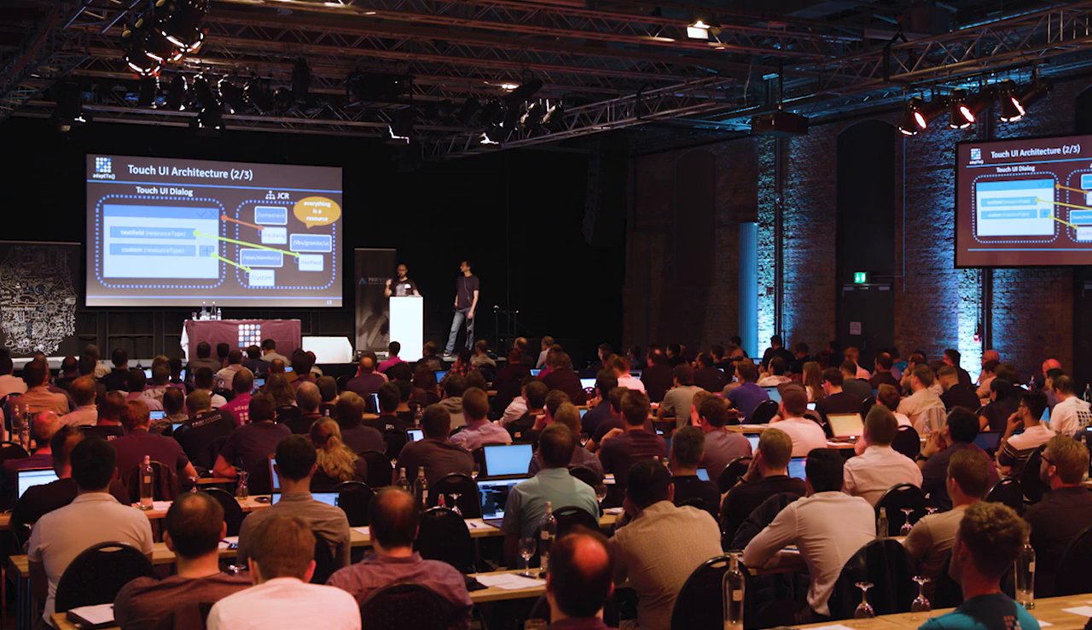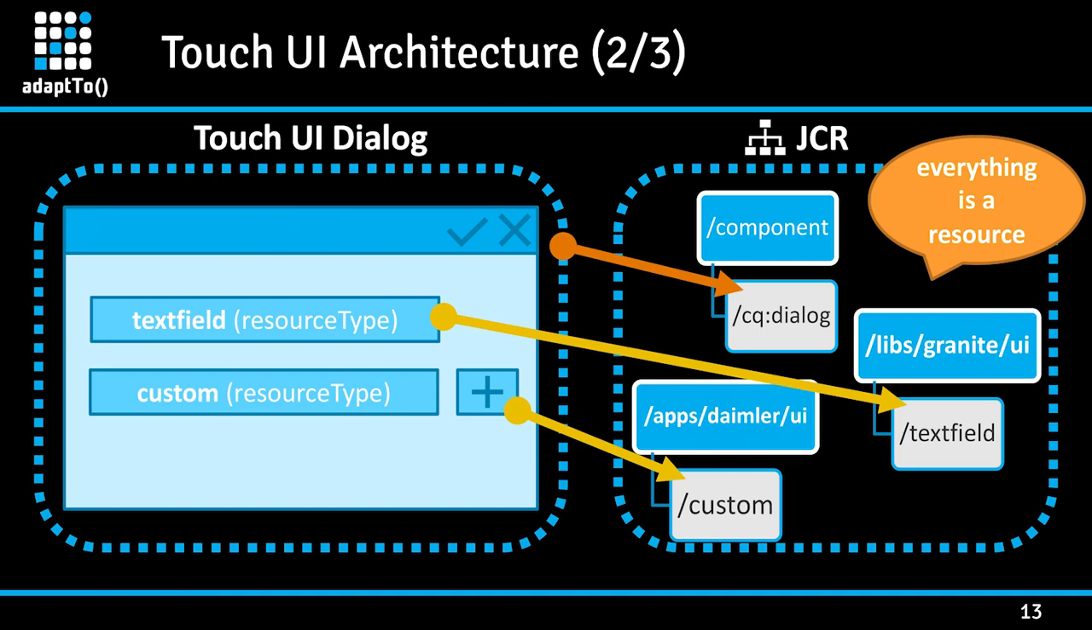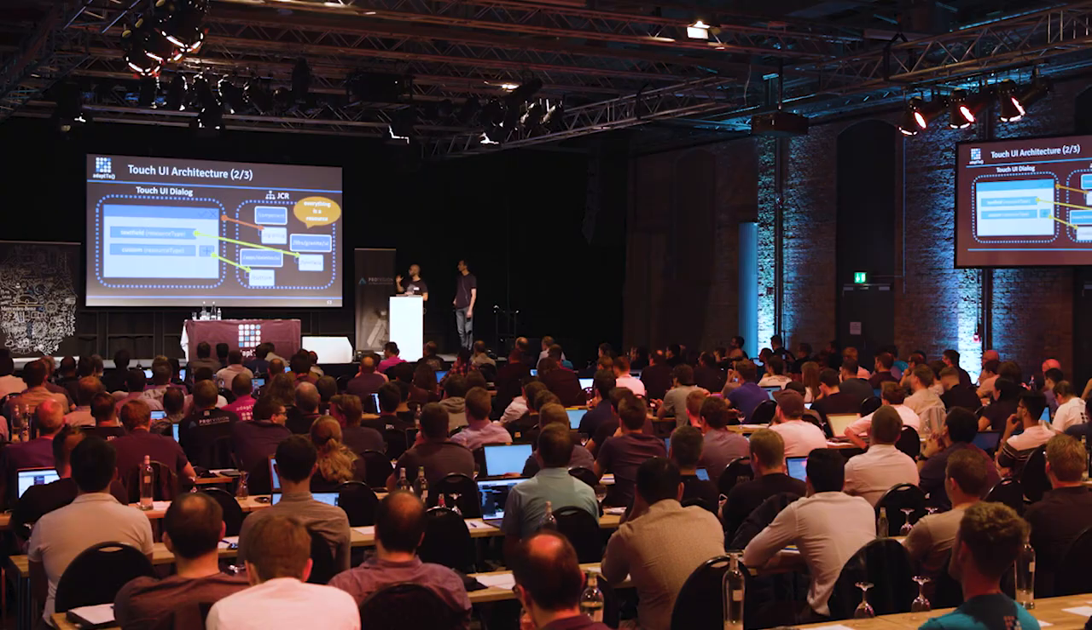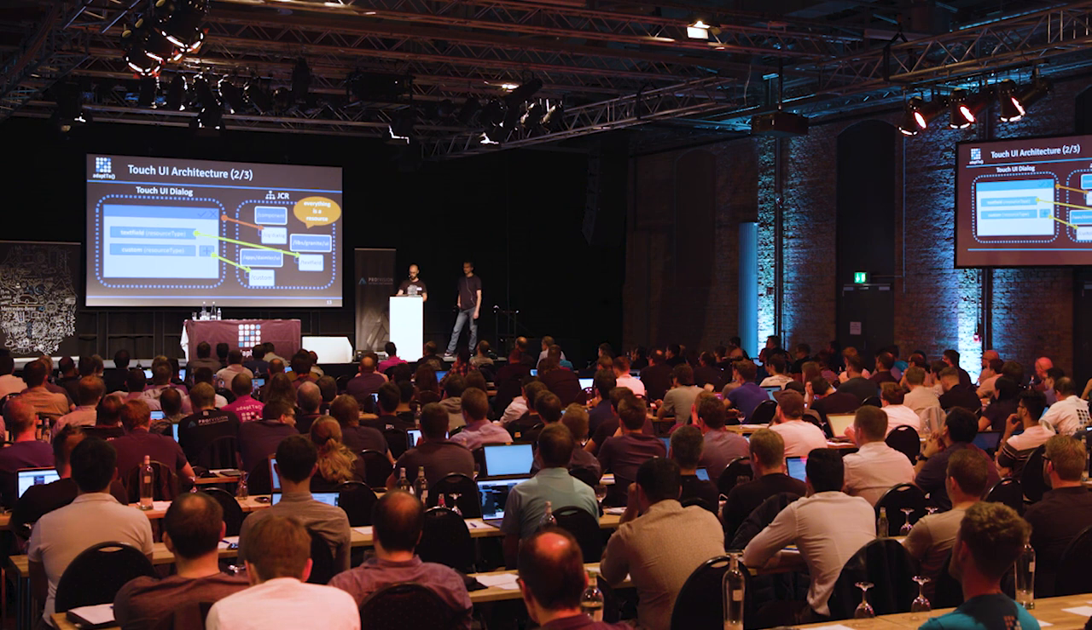Let's make a parallel to what we saw before. So on the left, we have the TouchUI dialog, and again, on the right, we have the JCR repository representation. Again, the same dialog, the text field, and then our custom component. In this case, as we mentioned before, the thing to retain is that everything is a resource. Every component is a Sling resource.